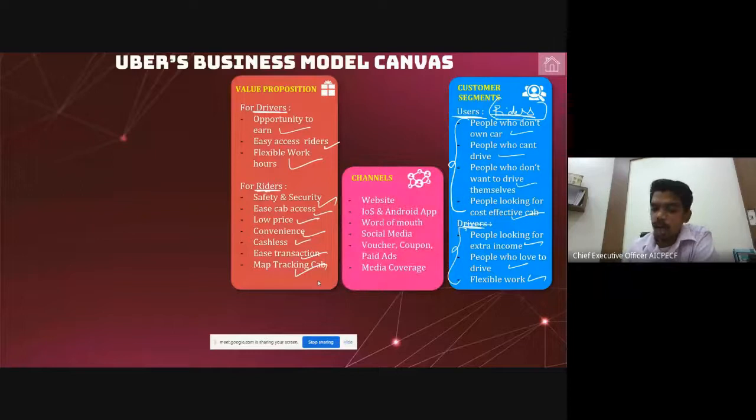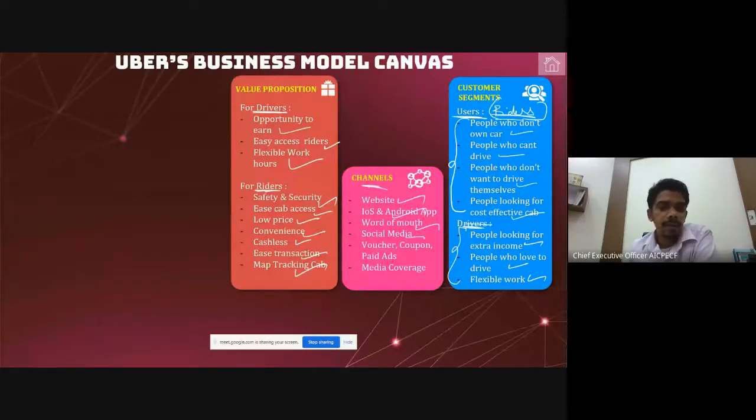Second one is in what way I'm going to reach my customer. First website. Then he has created an iOS and Android app. He is using word of mouth. ஒரு 10 பேர் இனிஷியலா யூஸ் பண்ணும்போது நான் யூஸ் பண்றேன்னா என் ஃப்ரெண்ட்ஸ் கிட்ட போய் சொல்லுவேன், hey go and use Uber man, that is really effective and it is very convenient, easy and also cost effective. அப்படின்னு நான் ஒரு 10 பேர்ட்ட சொல்லுவேன். That we call word of mouth.